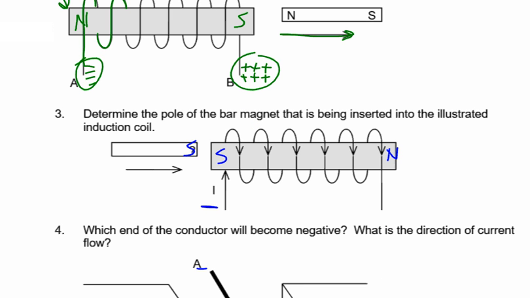Okay, number 3, determine the pole of the bar magnet. Oh, already kind of giving away the answer. See if we can find it again. Determine the pole of the bar magnet that is being inserted into the illustrated induction coil. So this one's kind of the opposite. They're just giving us the other one first here. One clue here, that I means current.